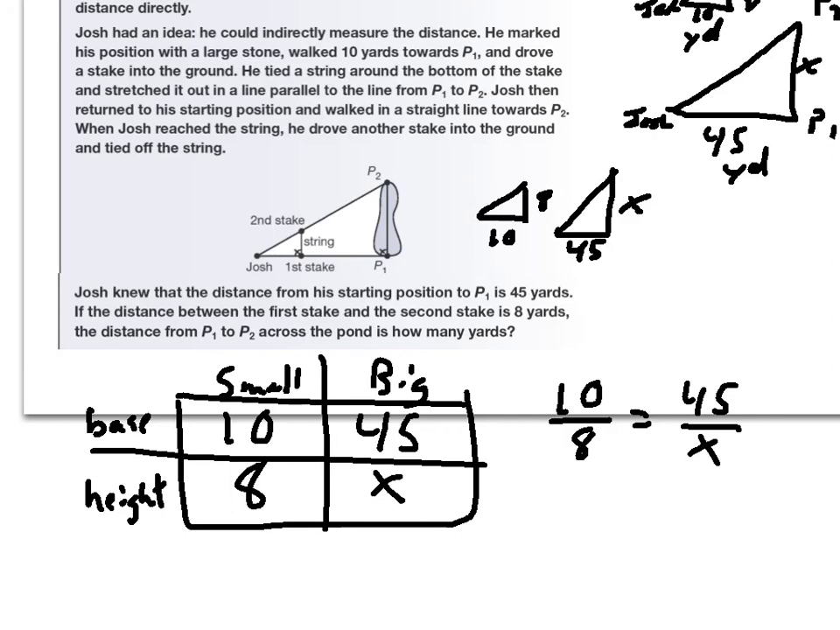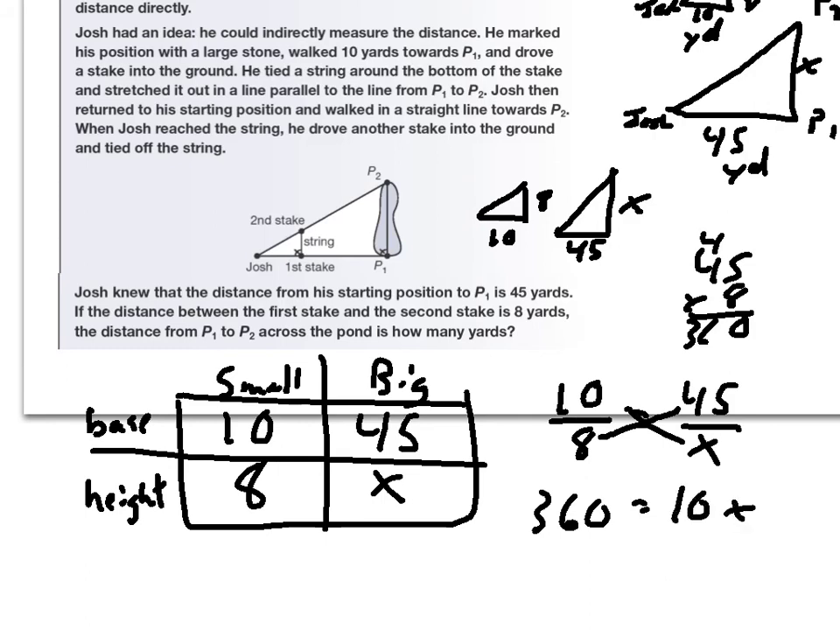So I'm going to have 45 times 8. 8 times 5 is 40, carry the 4. 8 times 4 is 32, plus 4 is 36, so that's 360, equals 10 times x. Then I divide by 10 on both sides, and 360 divided by 10 gives me x equals 36. So the answer to the question is that the distance is 36 yards across that pond.